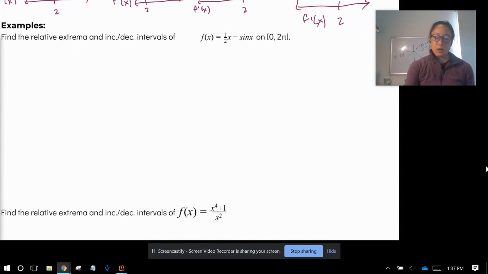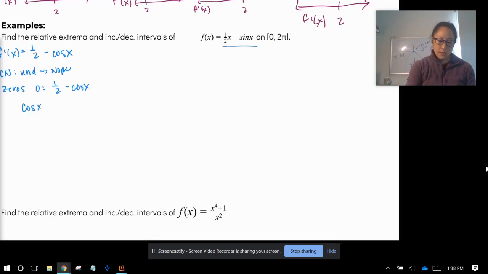All right, we're going to use the first derivative test to find the relative extrema and then also state the intervals of increasing or decreasing for the function f of x. And so let's do this. Number one, we're going to find f prime of x. The derivative of 1/2 x would be 1/2, minus, and the negative sign would give me a negative cosine of x derivative. All right, critical numbers. Anything make our function f prime of x undefined? Nope, so nothing. Zeros, we set our function equal to 0, so 1/2 minus cosine x.